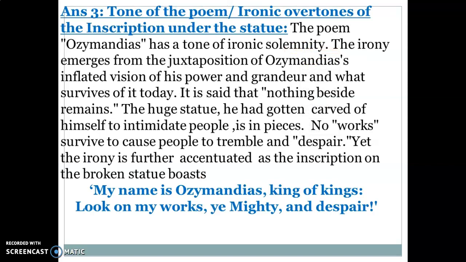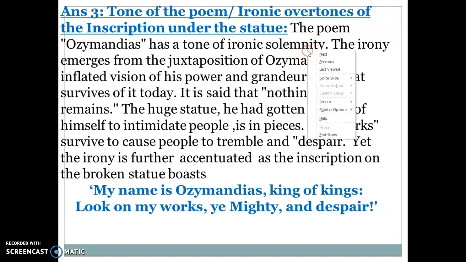Question number 3. The answer to question number 3 is the tone of the poem, the ironic overtones of the inscription under the statue. The poem Ozymandias has a tone of ironic solemnity. The irony emerges from the juxtaposition of Ozymandias' inflated vision of his power and grandeur and what survives of it today. It is sad that nothing beside remains. The huge statue he had carved of himself to intimidate people is in pieces. No work survived to cause people to tremble and despair. Yet the irony is further accentuated as the inscription on the broken statue boasts, "My name is Ozymandias, king of kings. Look on my works, ye mighty, and despair."